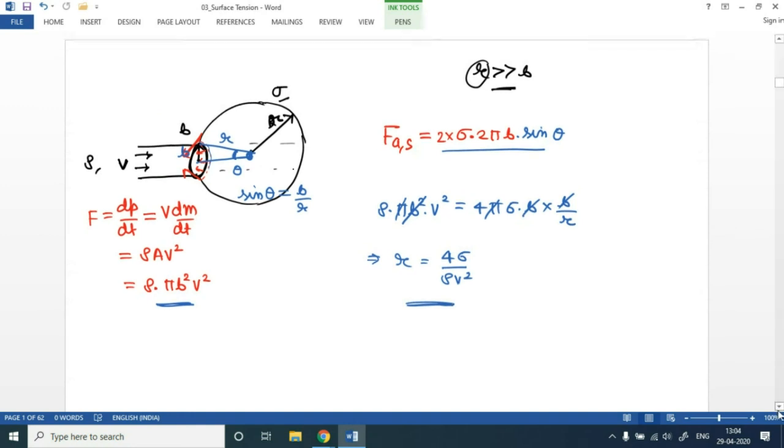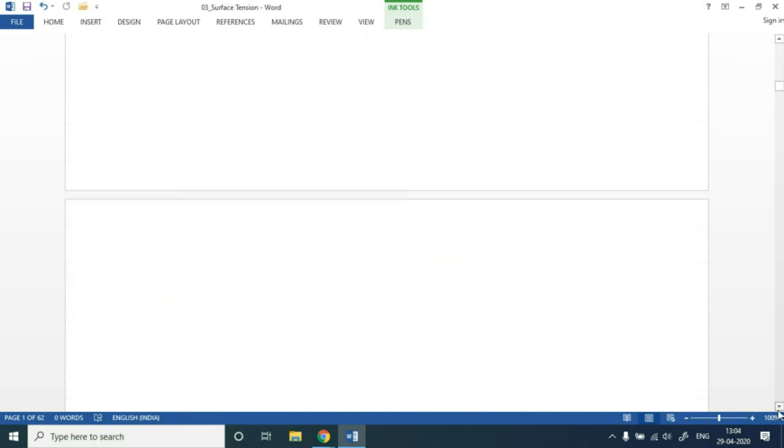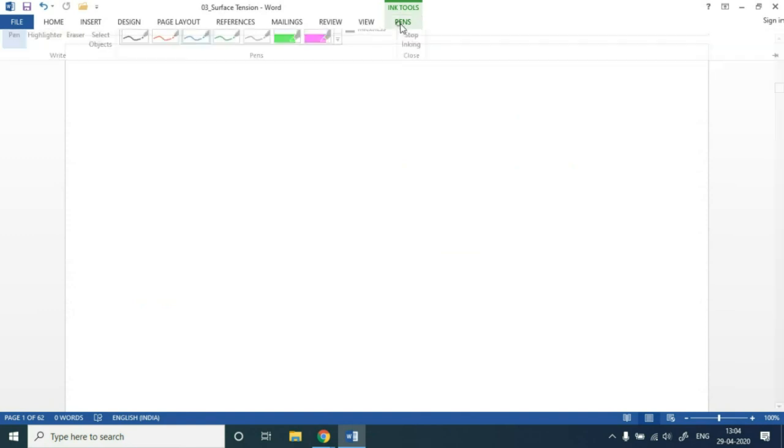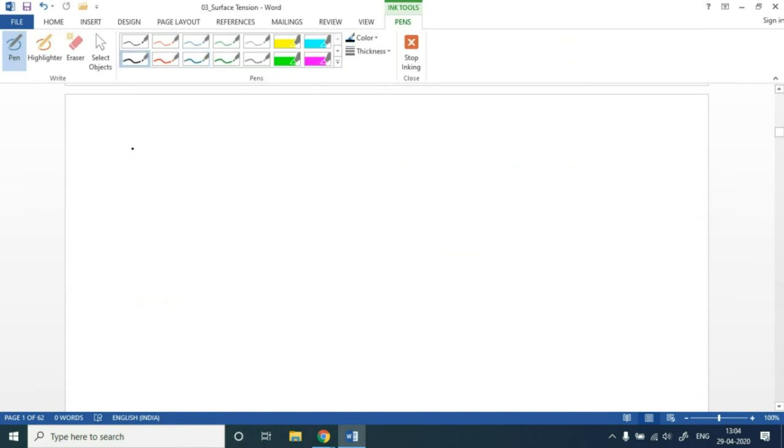Now let's take one more problem which will demonstrate the idea of surface tension even more. Let's say what we have is a thin wire frame, and a film of soap solution is created inside a loop formed by a rectangular wire frame, as you can see, and an extensible light thread AB.